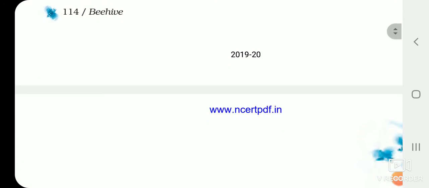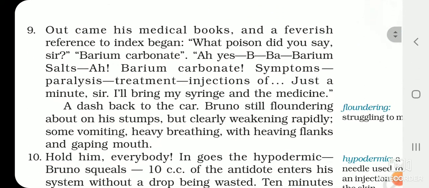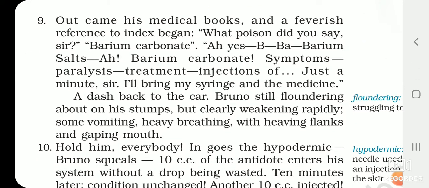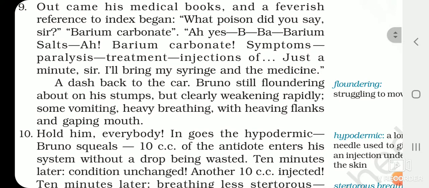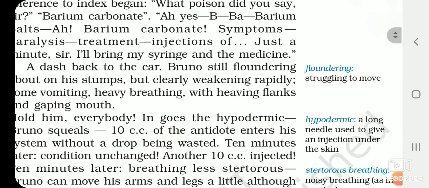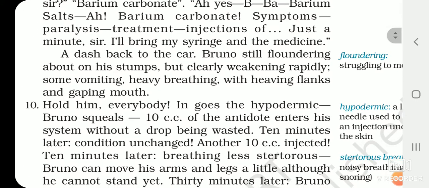What to do? Moving to the next page, students. Out came his medical books, and a feverish reference to the index began. What poison did you say, sir? Barium carbonate. Ah, yes. Barium salts. Ah. Barium carbonate. Symptoms. Paralysis. Treatment. Injection of. Just a minute, sir. I will bring a syringe and a medicine. A dash back to the car. Bruno still found floundering. Floundering again here means struggling to move because it was attacked by paralysis.